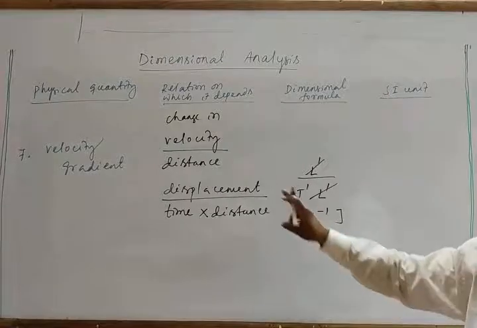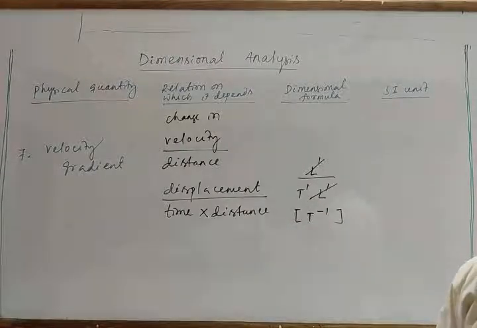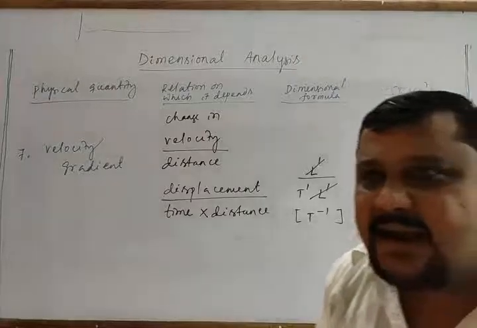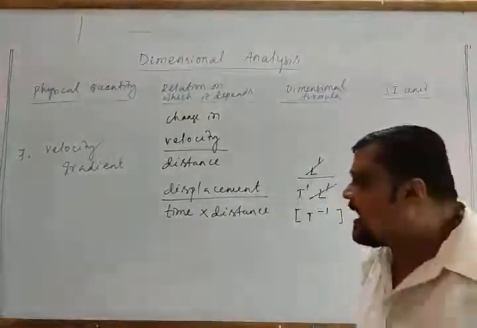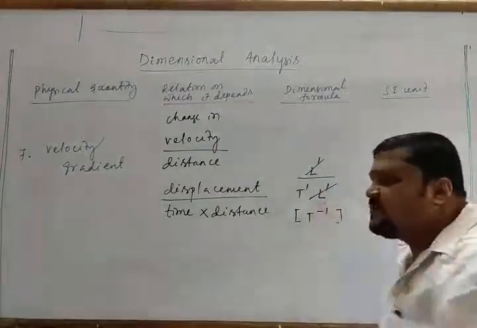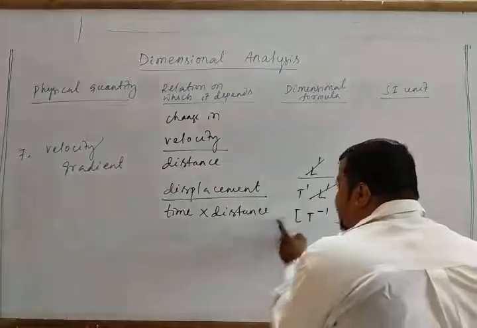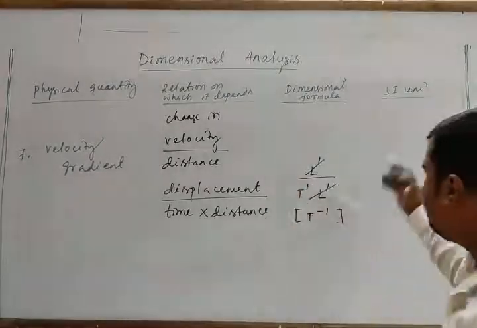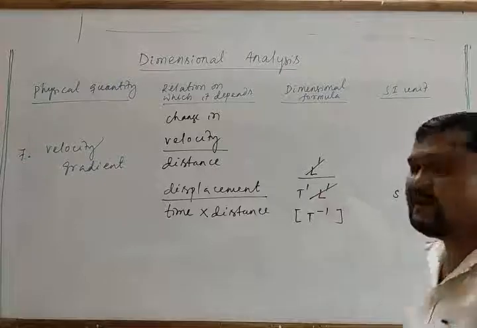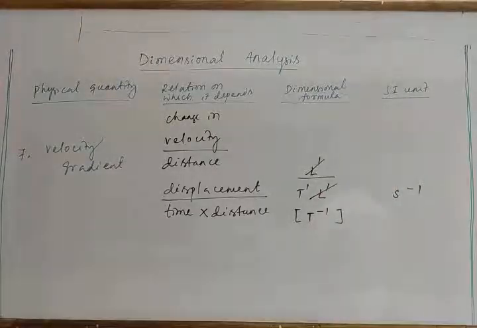So dimension of velocity gradient is what? Minus 1 in time. Dimension formula is T minus 1. Dimensional equation means velocity gradient is equal to T minus 1. What is the unit? Second minus 1. That is the second minus 1. Okay.